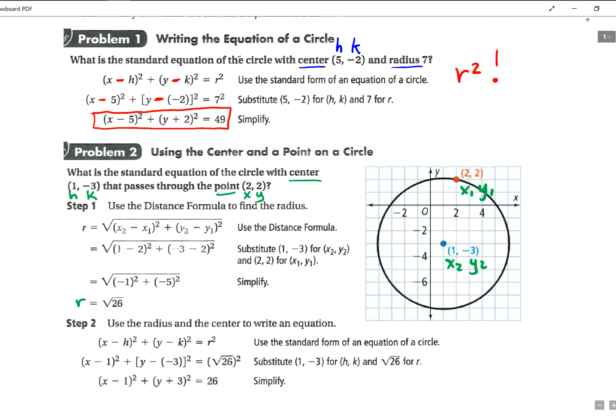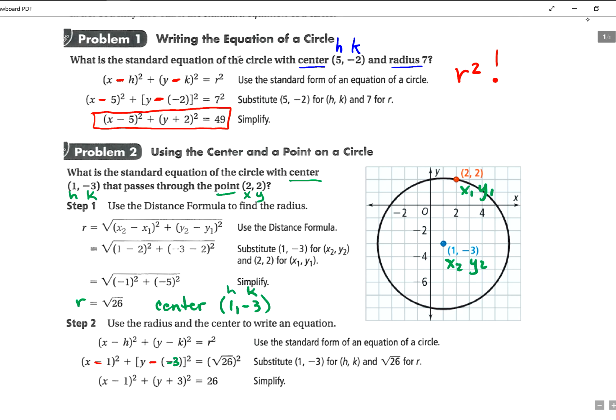And then we go back and we know our radius is the square root of 26 and our center is at 1, negative 3. Now don't forget this is h and k. So we write the formula for our equation of a circle. We substitute in, being careful of this negative 3 here. We have a minus and minus, and we do the math.